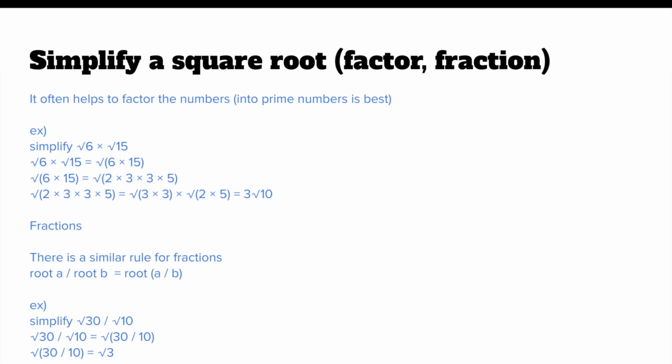Also in fractions, there's a similar rule. Root a over root b is the same as root of the quantity a over b. So when we say to simplify root 30 over root 10, first we can combine the two numbers as root of the quantity 30 over 10, then simplify as root 3.